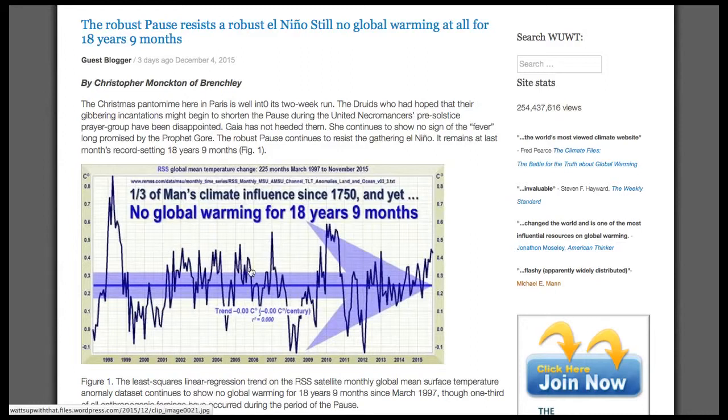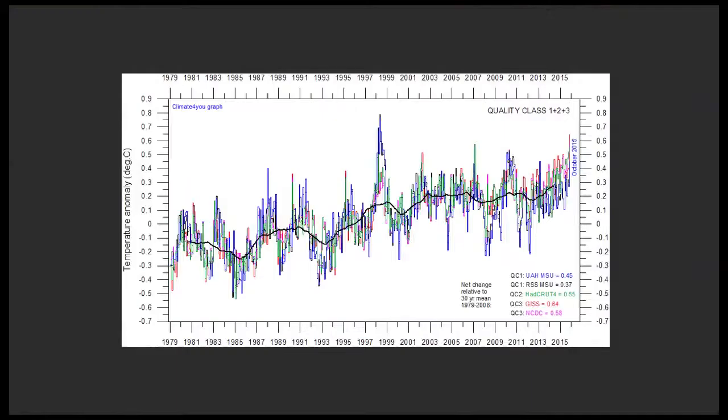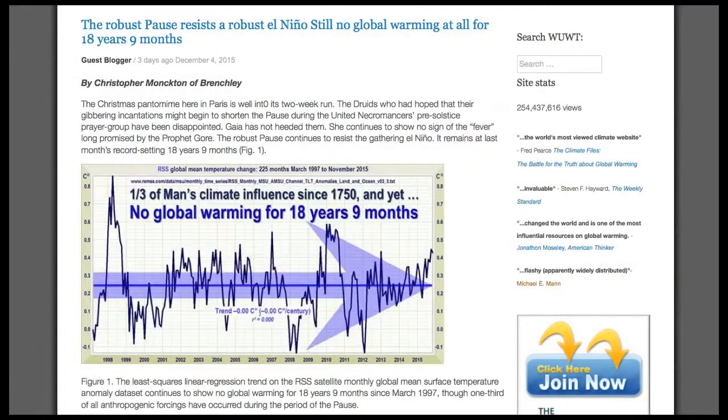But number one, the start point of the pause is not arbitrary, it is calculated. And number two, it is calculated from the RSS, the satellite global mean temperature change. It's a least squares linear regression trend on the RSS satellite monthly global mean surface temperature anomaly dataset. And it shows that now, as of December, 18 years and 9 months of no global warming. So again, the satellite record and the surface air temperature record continue to diverge, and the satellite record shows no significant warming taking place. No statistically significant warming has taken place for almost 2 decades.